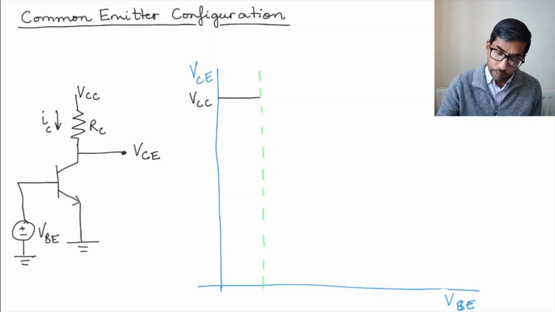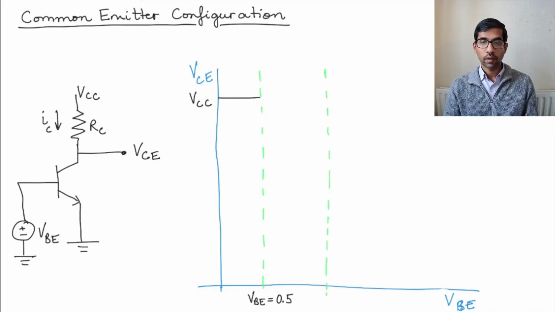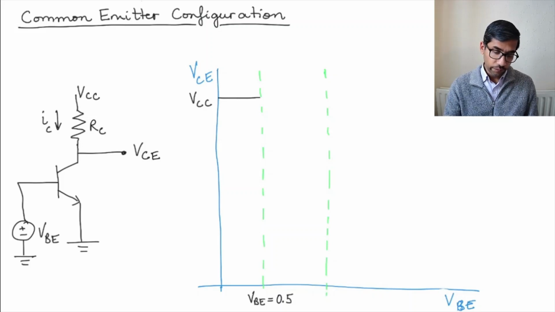And what would this point be? This point would be something around, let's say, VBE equal to 0.5 or so. Okay, let's look at the functioning of the circuit in the active mode. Now, what happens in the active mode? In the active mode, IC is beta times IB, right? And beta is a large number, let's say 50 or 100 or something like that. But what is IB in this case? Now, we don't know IB here, but we can calculate it.